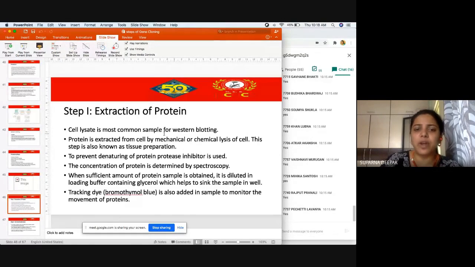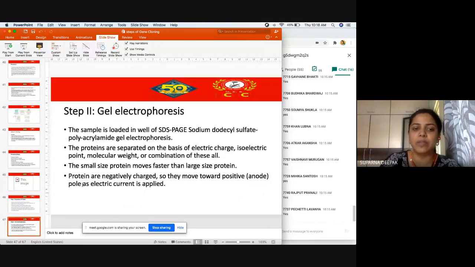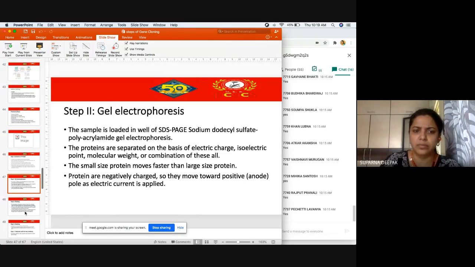When a sufficient amount of protein sample is obtained, it is diluted with loading buffer containing glycerol so that it can sink into the well. Tracking dye, that is bromophenol blue, is added so that you can monitor the movement. Then you have gel electrophoresis. I'm not going into the gel electrophoresis in depth. In the next lecture also, we have to see about this particular gel electrophoresis.